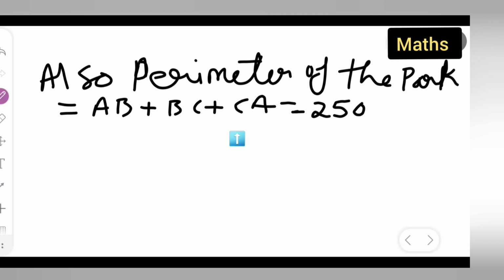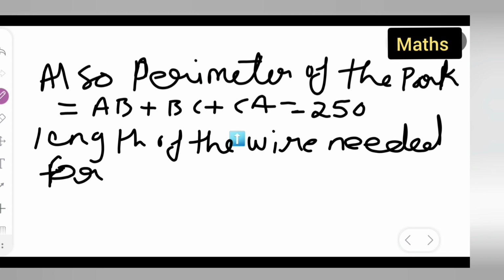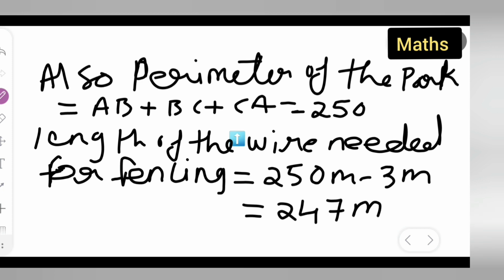So length of the wire needed for fencing, write down, length of the wire needed for fencing is equal to 250 meter minus 3 meter. Okay, this is to be left. So what is 247 meter?